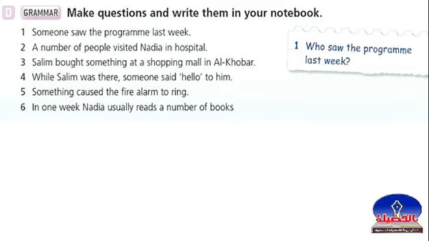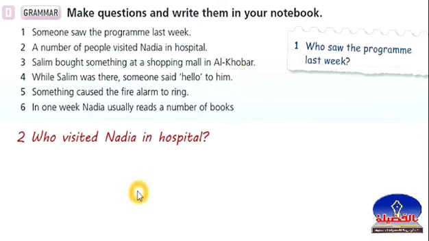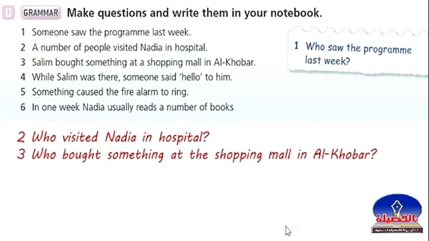Okay, number 2. A number of people visited Nadia in a hospital. A number of people. It's people. Very good. Well done. Number 3. Salim. A person or a thing. Salim. Very good. Well done. Number 4.